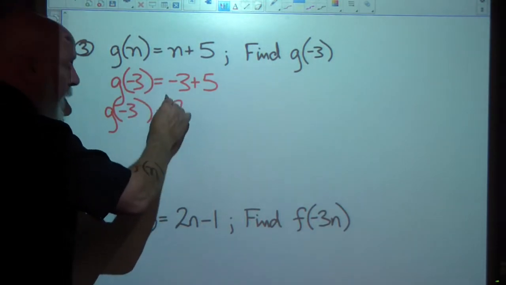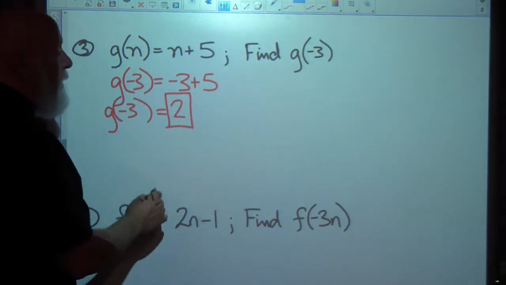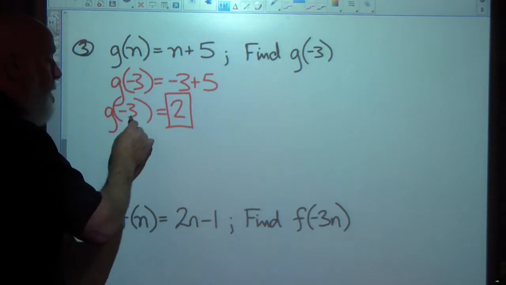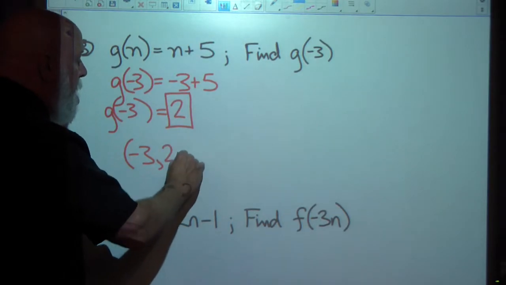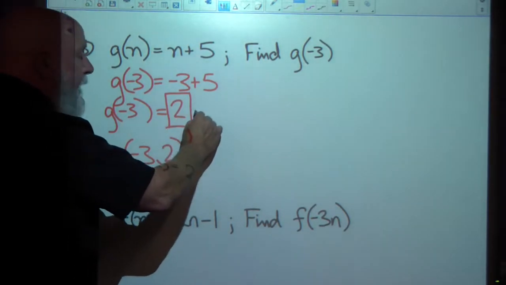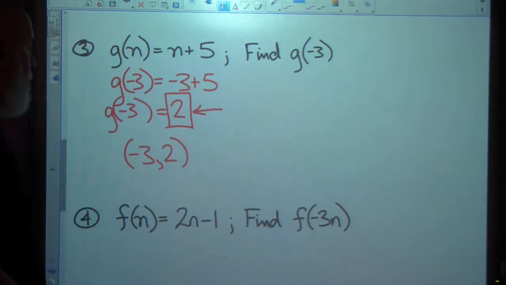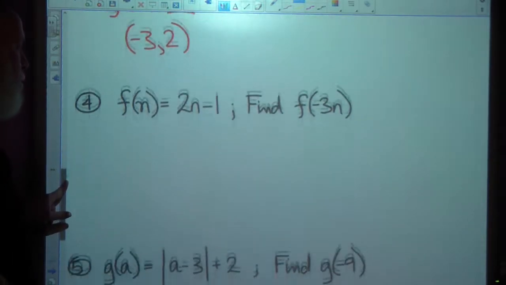And that's our answer. That's what we would look for among our choices today. Remember that this could be written as an ordered pair, negative 3, 2. Today, this is what we're going to be looking for. Let's take a look at another one.